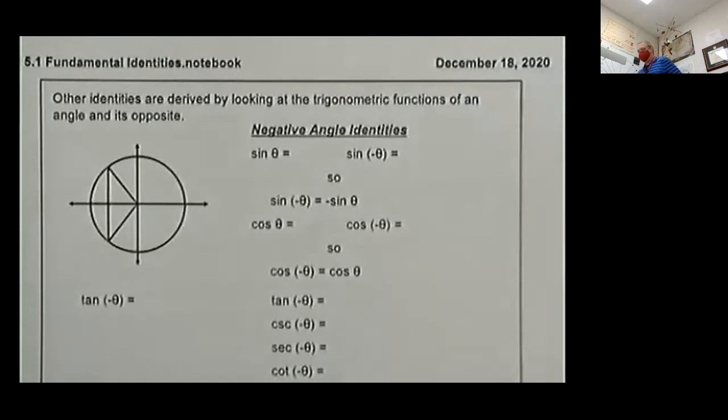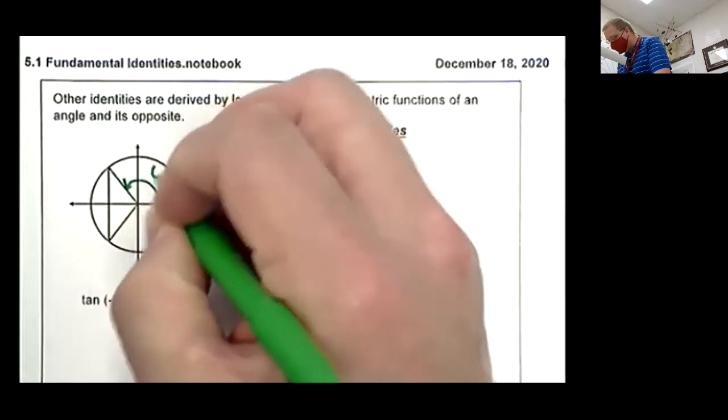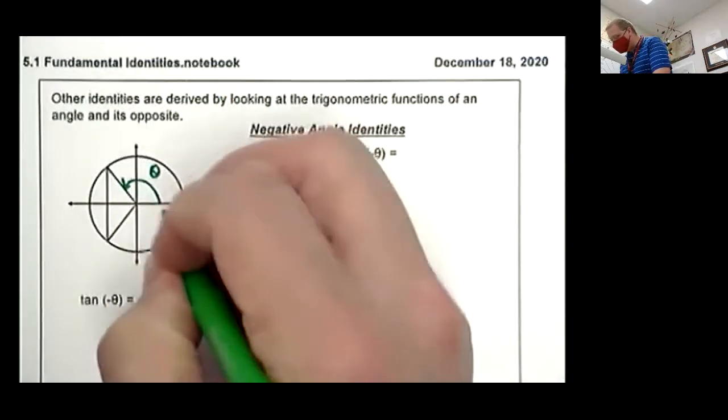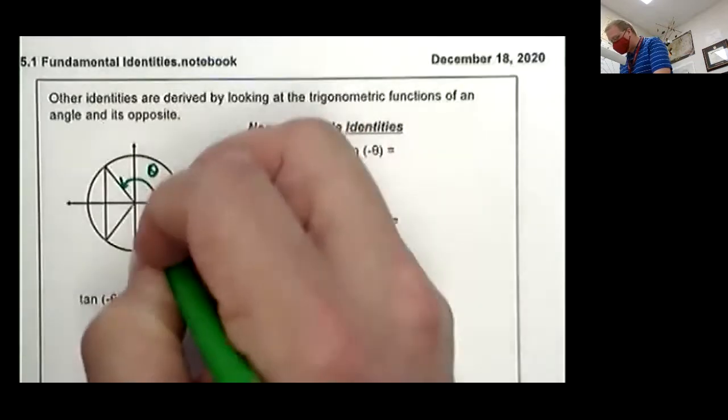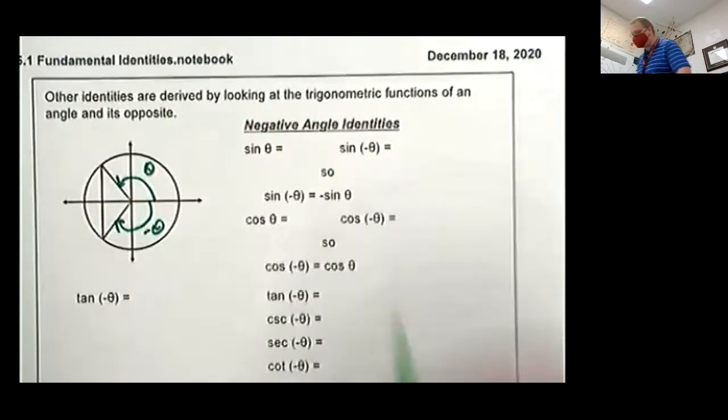Other identities are defined by looking at the trigonometric functions of an angle and its opposite. So here's what we're going to look at. We're going to look at an angle theta, and we're also going to look at its opposite. Well, its opposite goes in the other direction, counterclockwise. So this is negative theta.